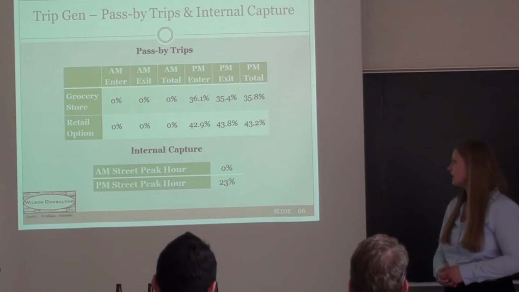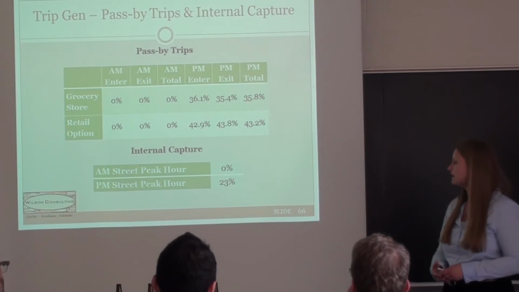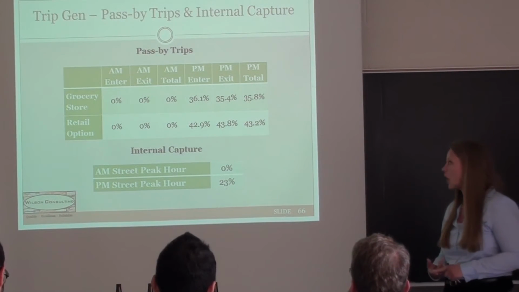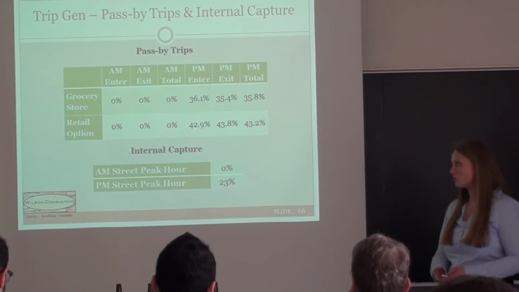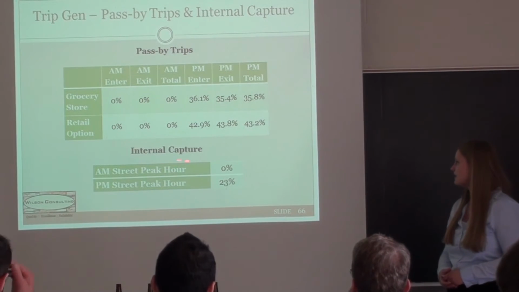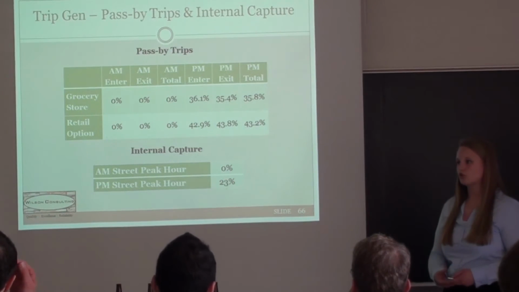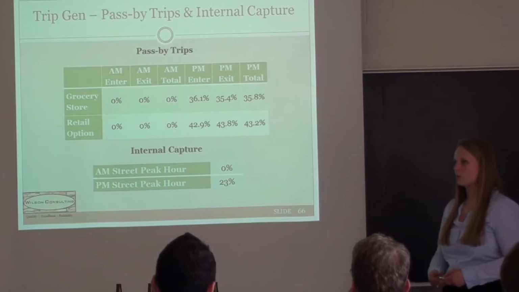Internal capture was estimated using the ITE trip generation estimation tool, and that was done in order to determine if there's a car that comes on site that is making multiple trips, so maybe to stop for coffee and then go to the restaurant and then go home to their apartment at the apartment complex, that would be only considered 1 trip instead of 3 separate trips. So that was calculated for the AM and the PM. For AM, there was an estimated 0%, and for the PM, we have a 23% internal capture. And for the PM, this really goes to show that during the PM peak hour, the parking lot is not going to be at capacity, and that there will not be people driving around for extended periods of time trying to find a parking spot.